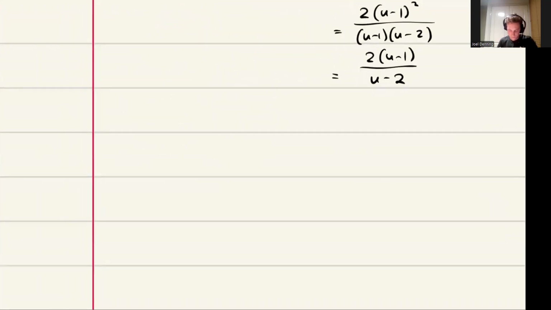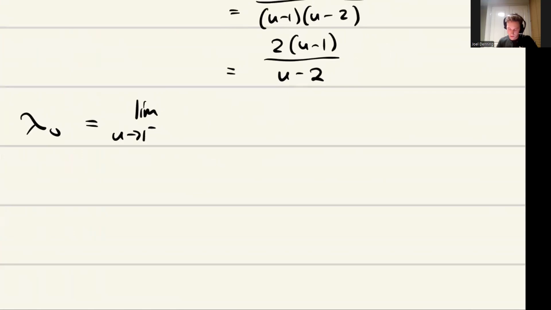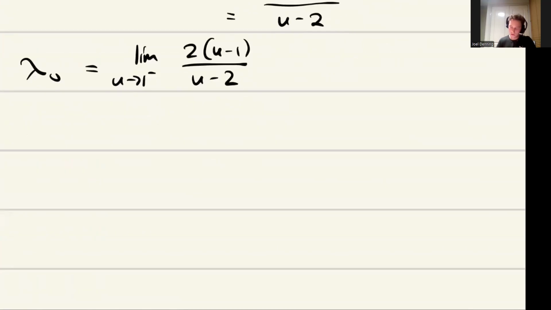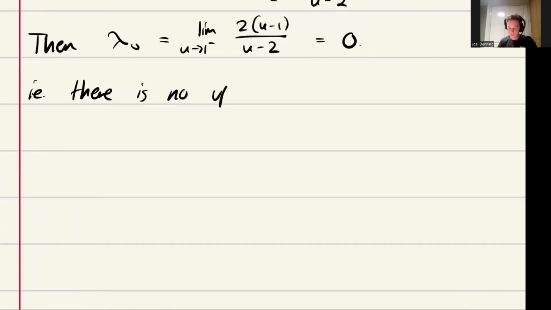So now, the upper tail dependence is just going to be equal to the limit as u approaches 1 from below of this expression, which we can just sub 1 directly into. Right, that'll just be equal to 0. So, i.e., there is no upper tail dependence.